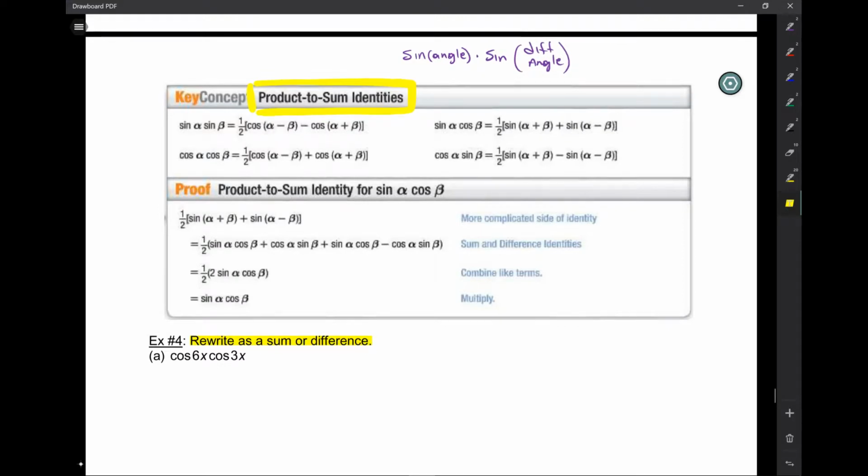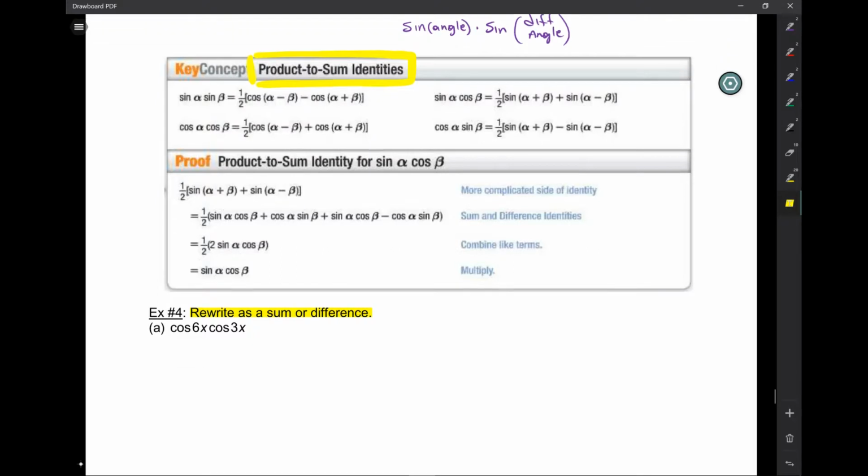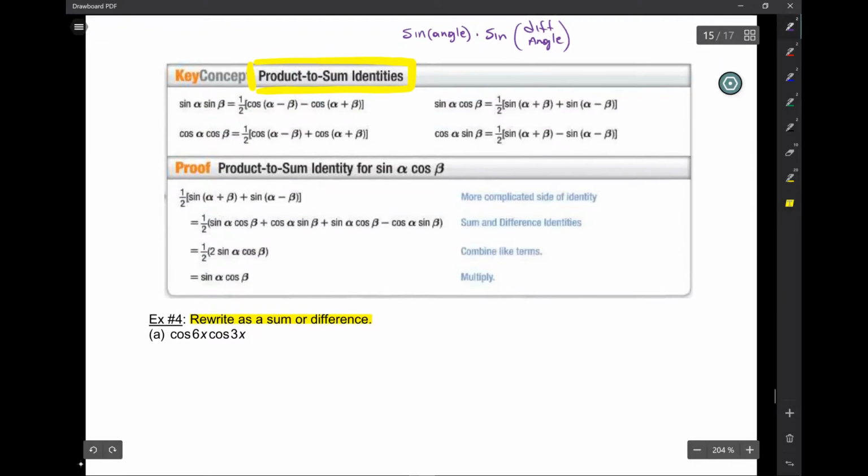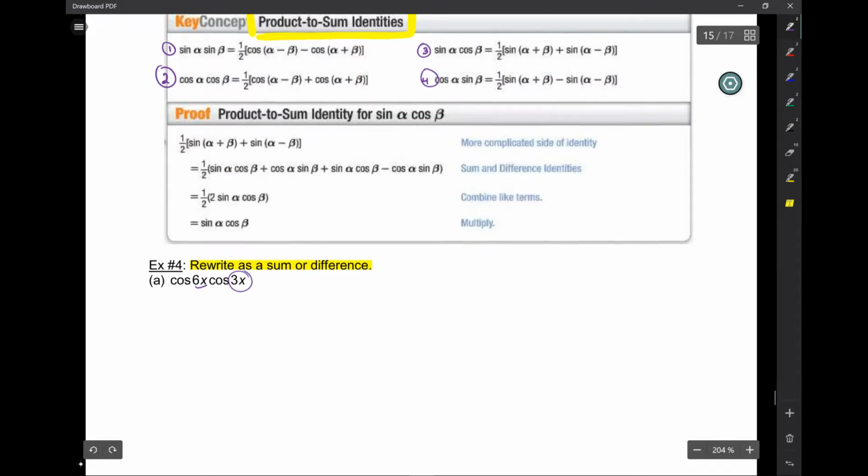That's the biggest part of this quiz: you have the whole identities, so which ones are you going to use for each one? You have to match. When you have everything from the whole chapter, you have so many options. You have to make sure you match perfectly with what you have. So I have cosine of one angle times cosine of a different angle. If I label these 1, 2, 3, 4, that's number 2. The other ones have sine.